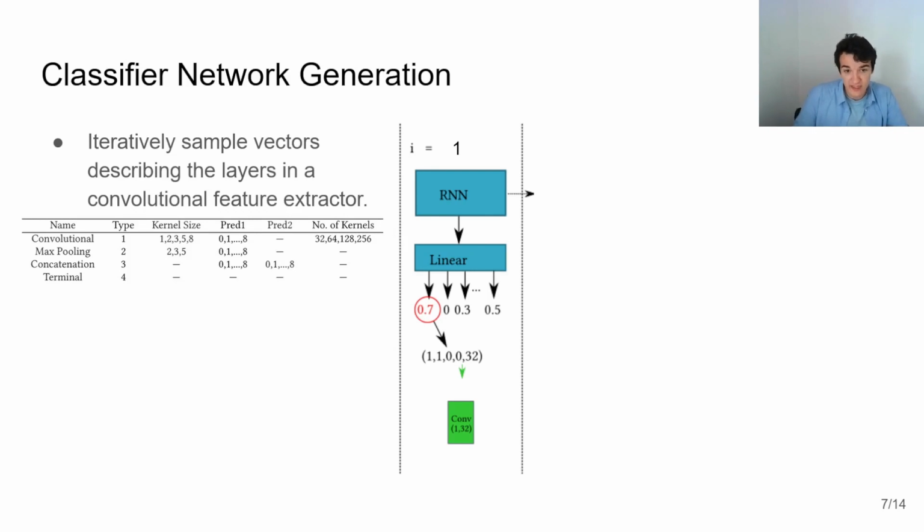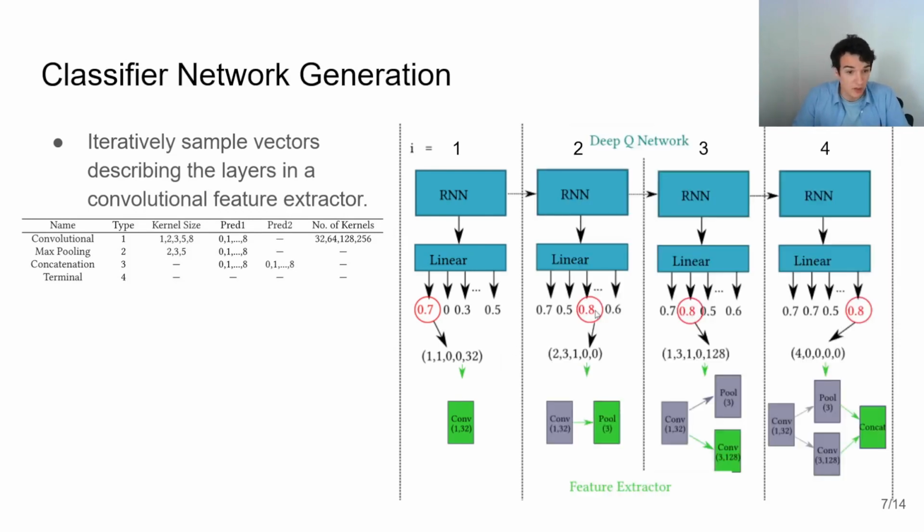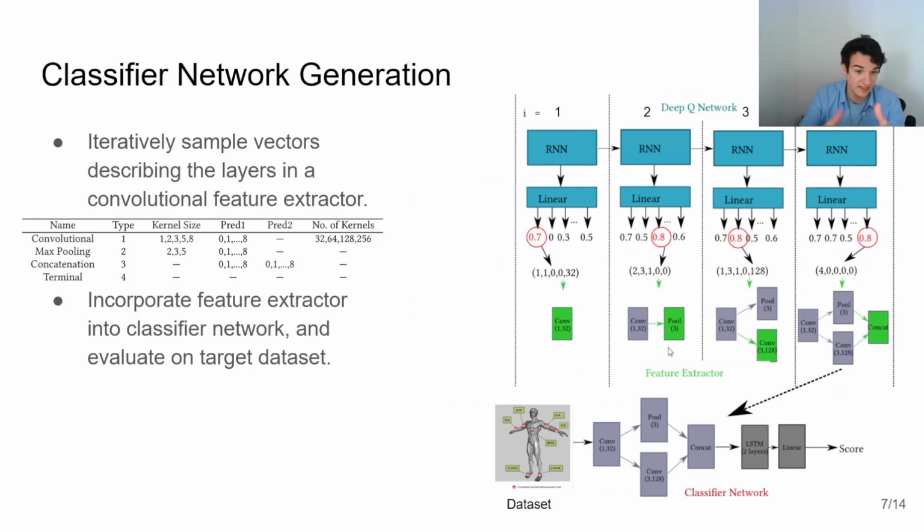We repeat the sampling until we reach the terminal layer or the maximum index, and then we incorporate the feature extractor into a classifier network, which includes an LSTM recurrent layer for temporal processing and a softmax output layer. We train the classifier to identify activities in the target dataset, and then we test it to get a reward which is used to train the deep Q network to generate better networks.